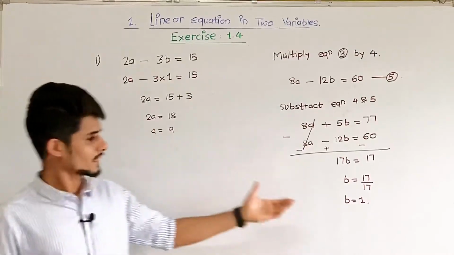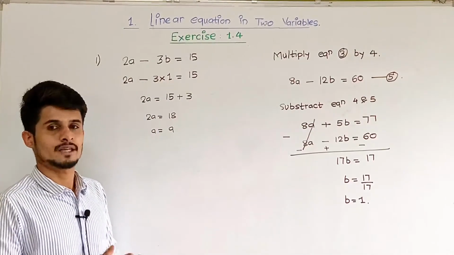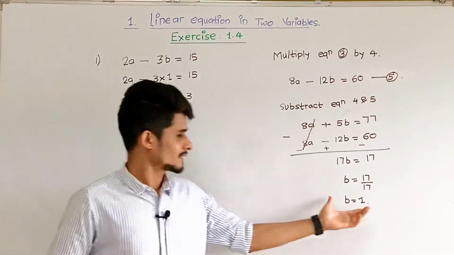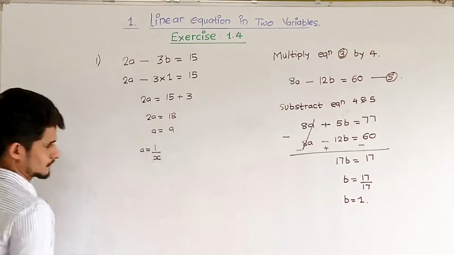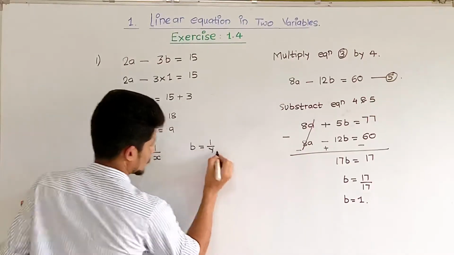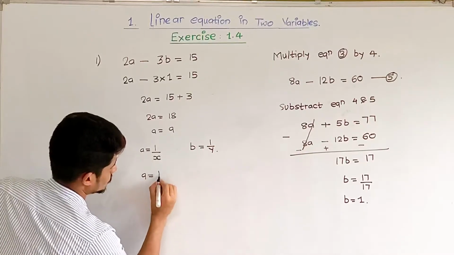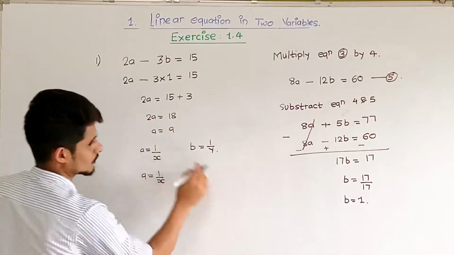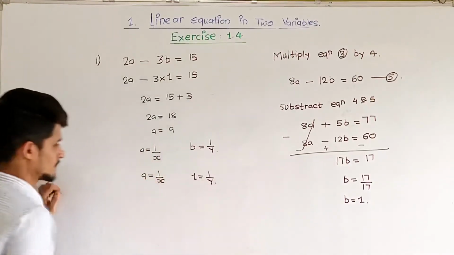So after getting the values of a and b, we have to resubstitute the values of a and b. We have taken a is equal to 1 by x. Similarly, we have taken b is equal to 1 by y. So the value of a is 9, equal to 1 by x, and the value of b is 1, equal to 1 by y.